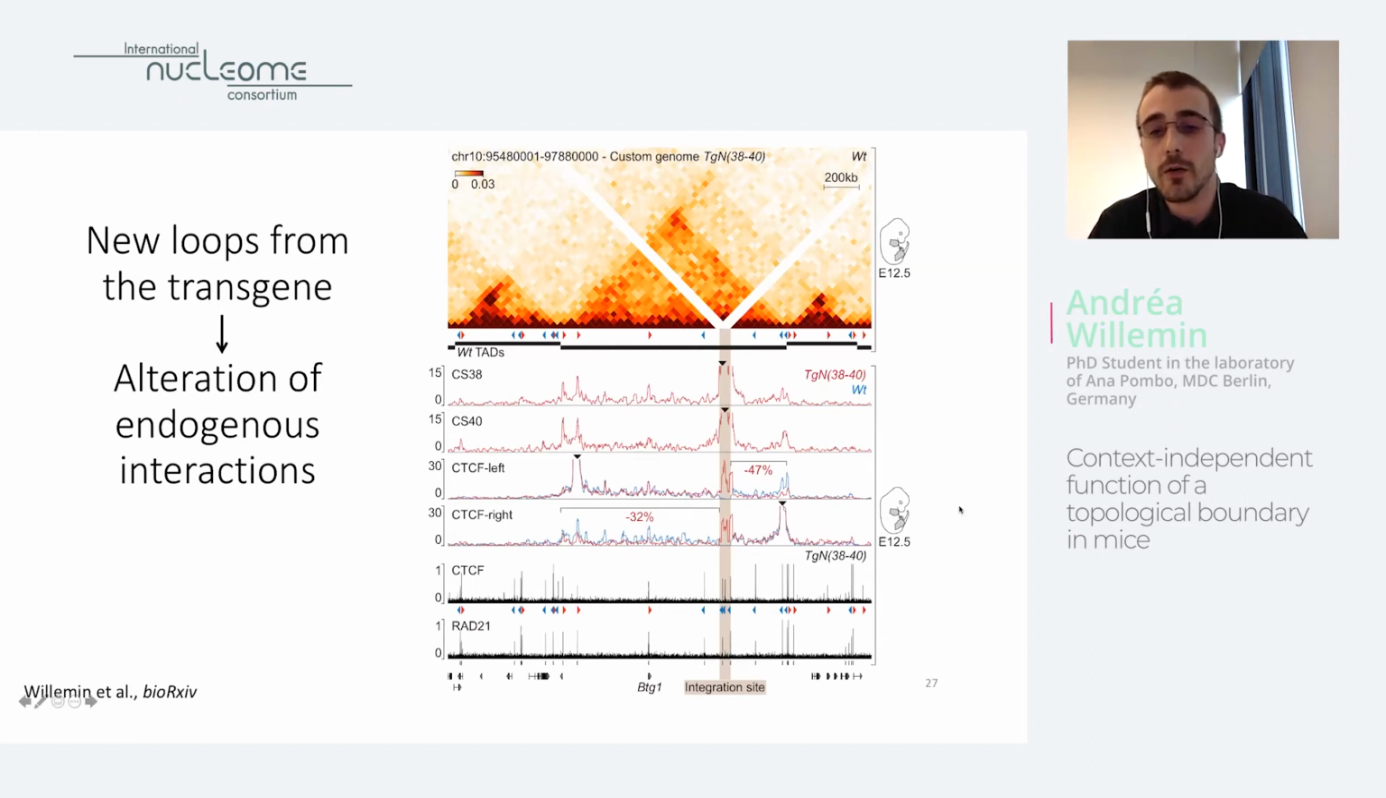Now, taking kind of the opposite view, we ask whether the interactions established by these surrounding sites would be somehow affected by the integration of the construct. And indeed, we observed that CTCF sites located at the left and right borders of the TAD now established new loops with the elements of the transgene, and that their interactions with regions located beyond the integration site were decreased in the mutant as shown here in red compared to the wild type in blue.